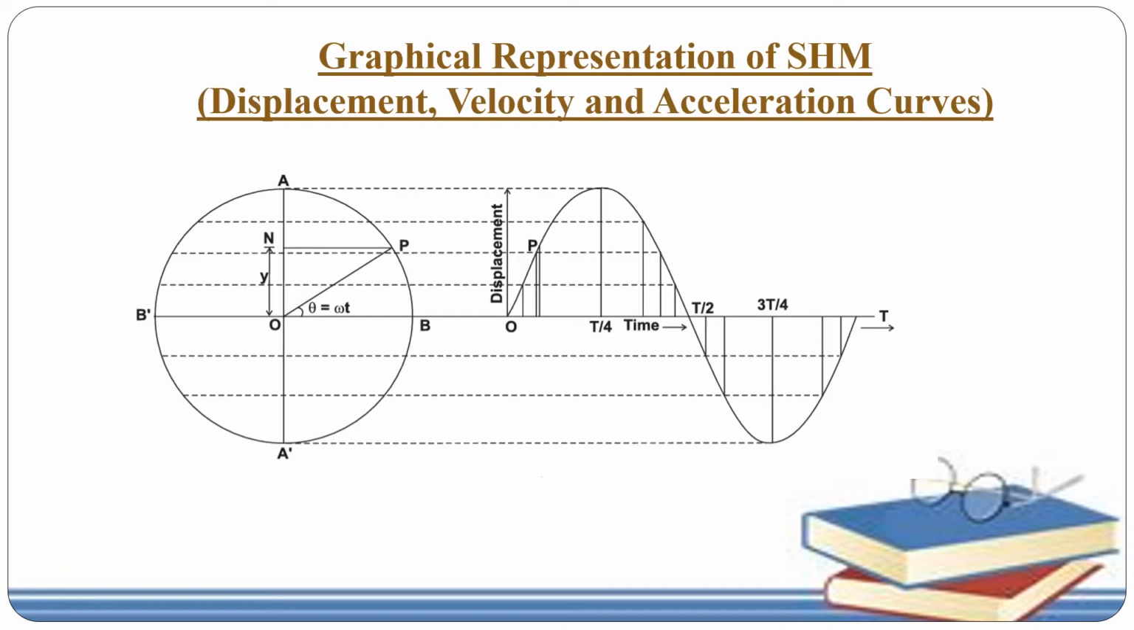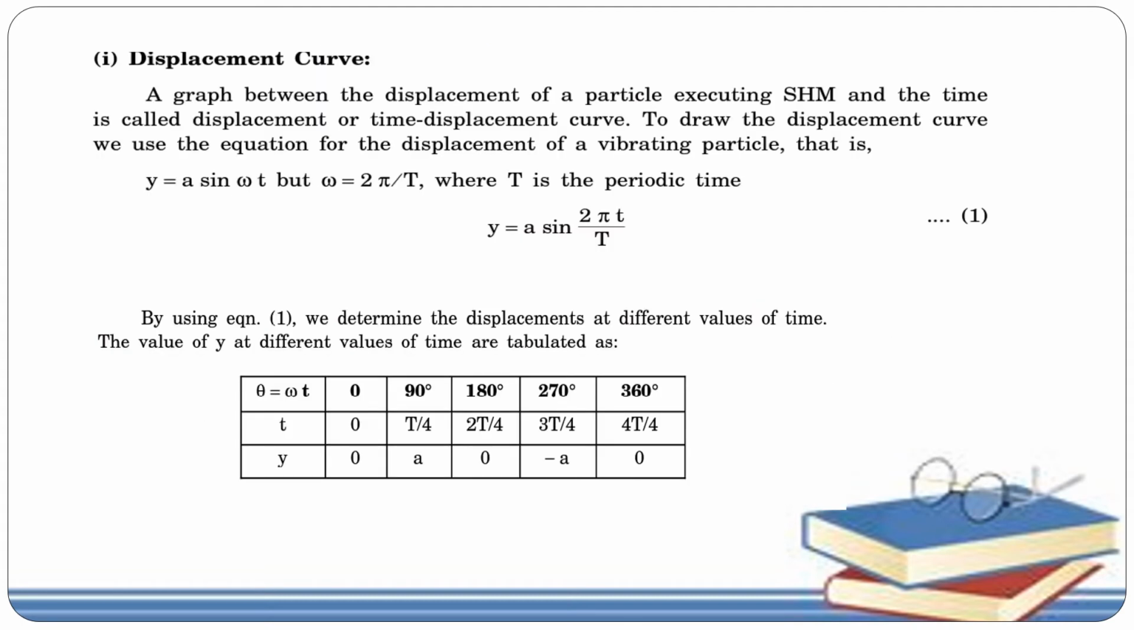Next we are going to see the graphical representation of simple harmonic motion. Graphical representation means we are going to find how the displacement, velocity and acceleration change with respect to time. That is shown by the diagram of how displacement changes with respect to time. Similarly, we can calculate the change in velocity with respect to time and also the change in acceleration with respect to time. First, let us see the displacement curve.